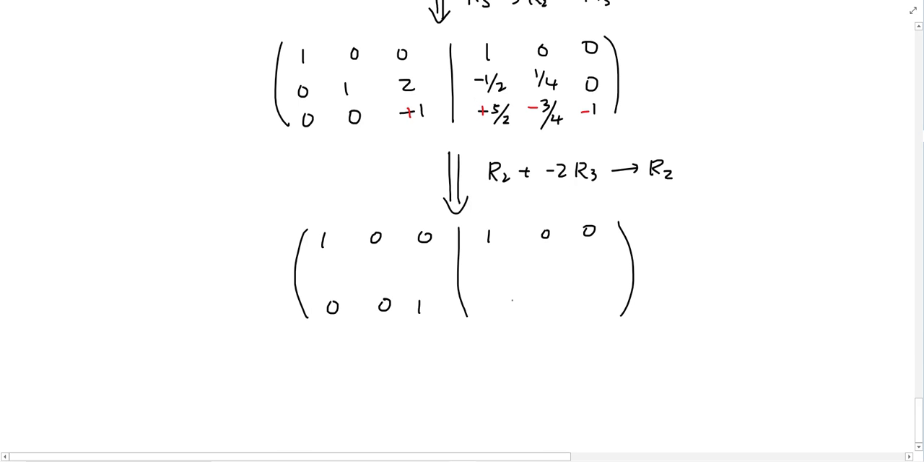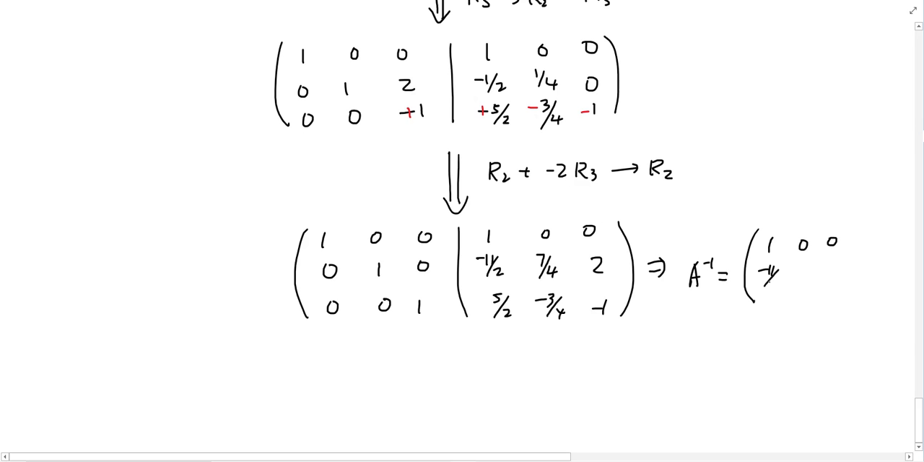Row 3 also stays the same. Now my row 2 should become 0, 1, 0. If I take -2 row 3 plus row 1, I get -11/2. -2 times row 3 will be positive 6/4 plus 1/4 is 7/4. And then -1 times -2 is 2. Therefore, this tells me that A inverse does exist, and A inverse is 1, 0, 0, -11/2, 7/4, 2, 5/2, -3/4, -1.